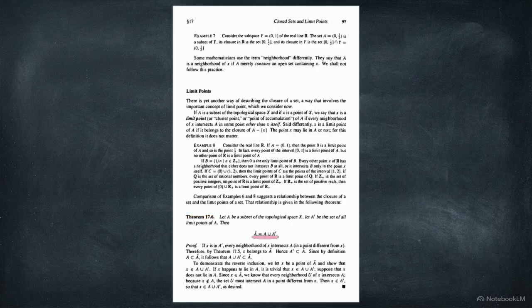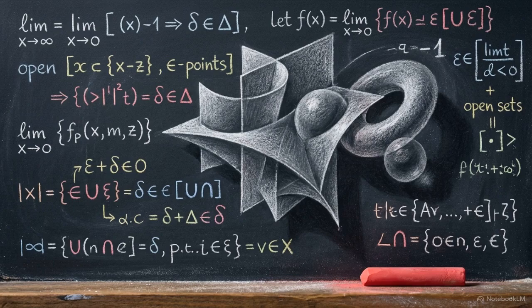The equation states that the closure of a set is the union of the original set and the collection of all its limit points. Limit points allow us to determine the boundaries of open sets by mathematically defining what it means to approach an edge.